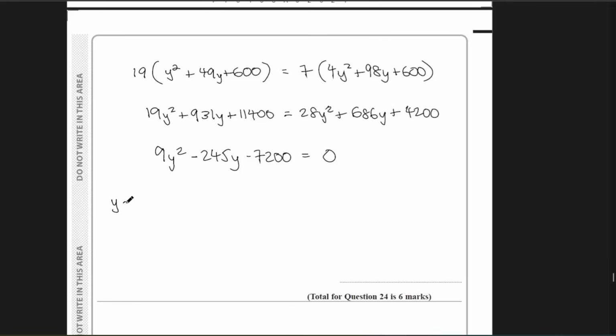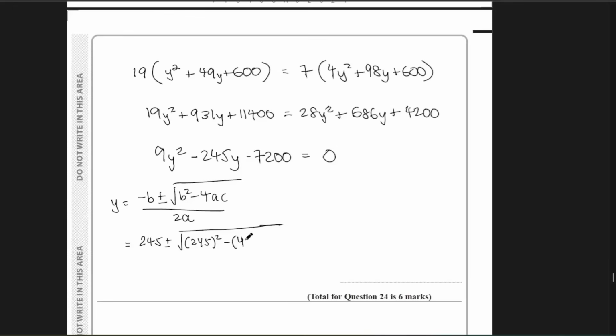So we can say y equals minus b plus or minus square root of b squared minus 4ac over 2a, and minus b would become 245 plus or minus square root of minus 245 squared is the same as 245 squared, minus 4 times a is 9 times minus 7200, that is c, divided by 2a, which is 18. This gives us y equals 45, or y equals minus 160 over 9.